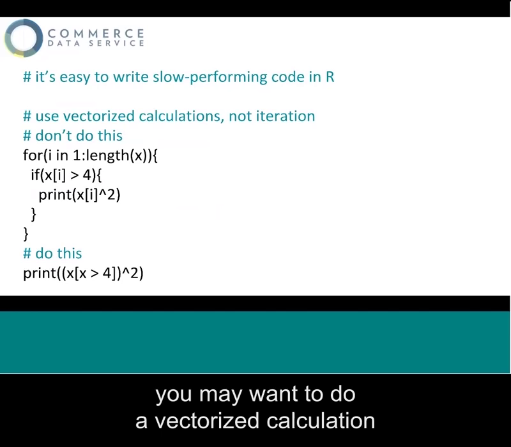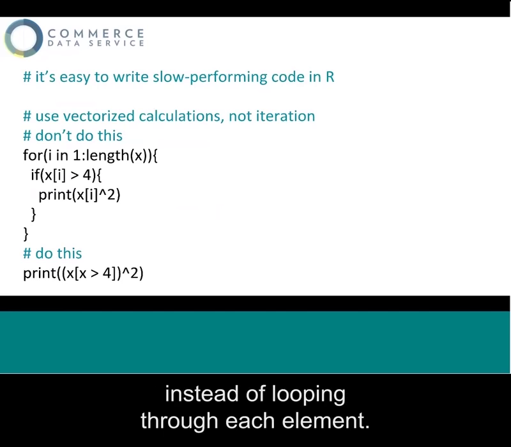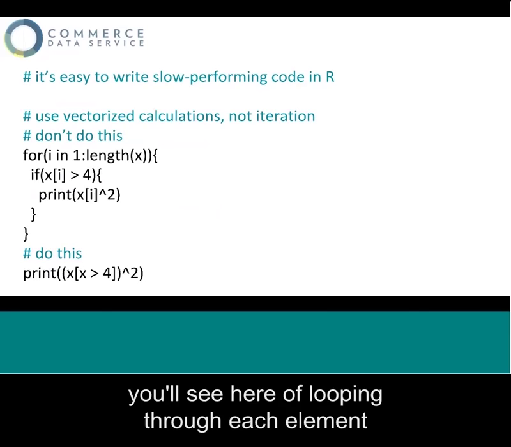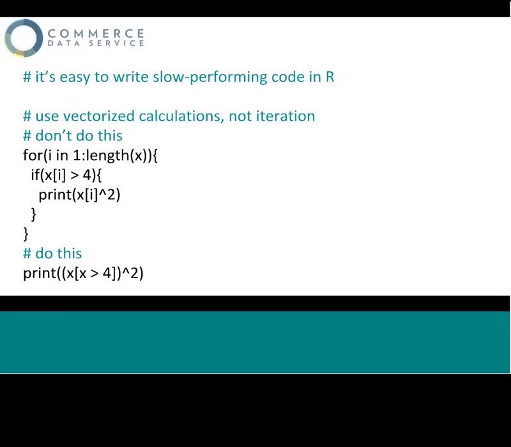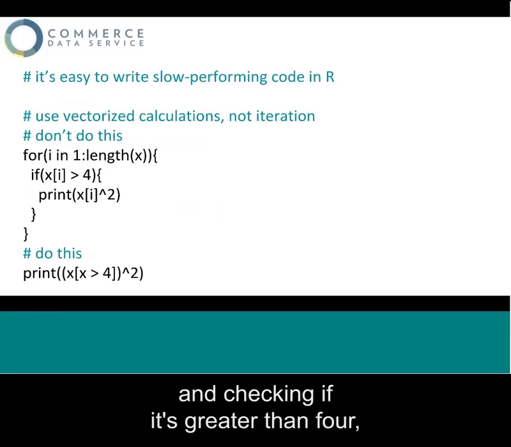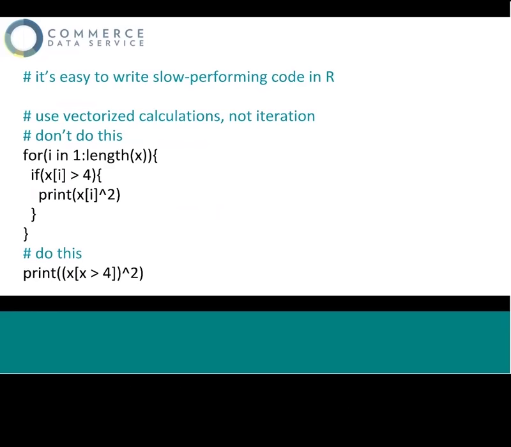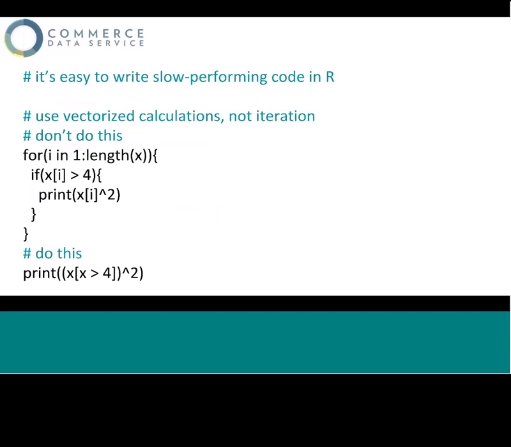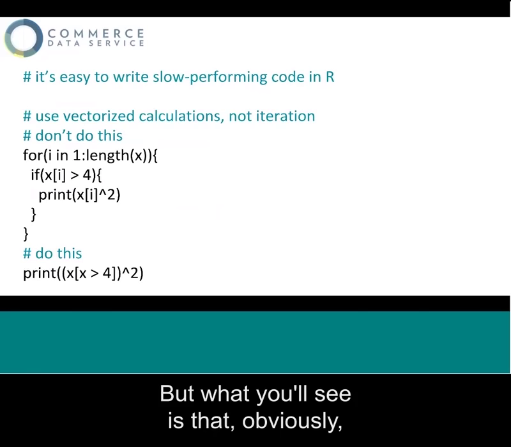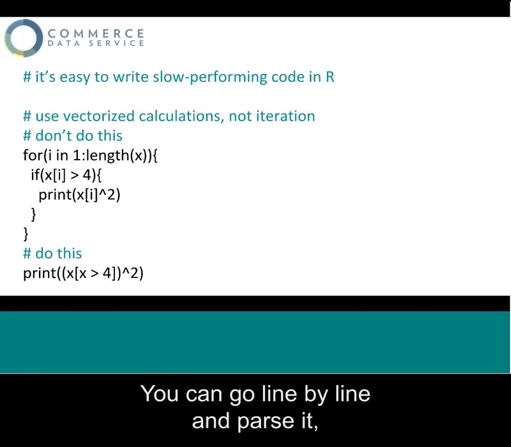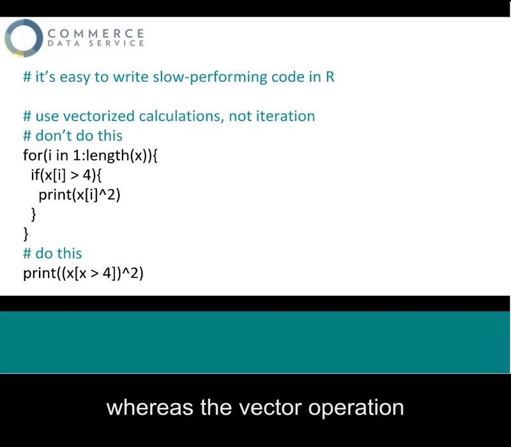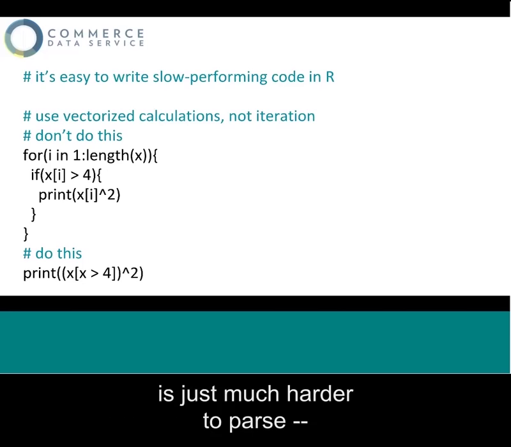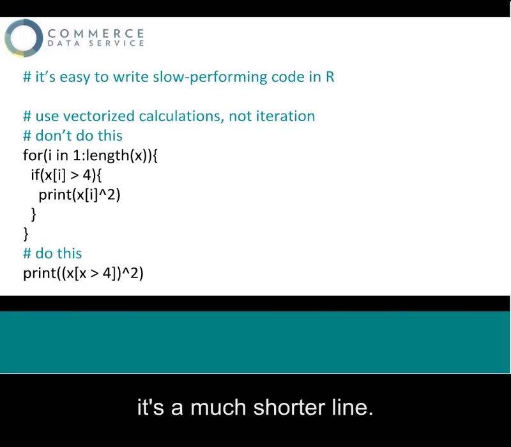Also, oftentimes, you may want to do a vectorized calculation instead of looping through each element. So instead of the top loop you'll see here of looping through each element from 1 to the length of x, checking if it's greater than 4 and then printing the square of that element, you can do that operation on all of x at once. But what you'll see is that obviously the loop is more readable. You can go line by line and parse it, whereas the vector operation is just much harder to parse. It's a much shorter line.